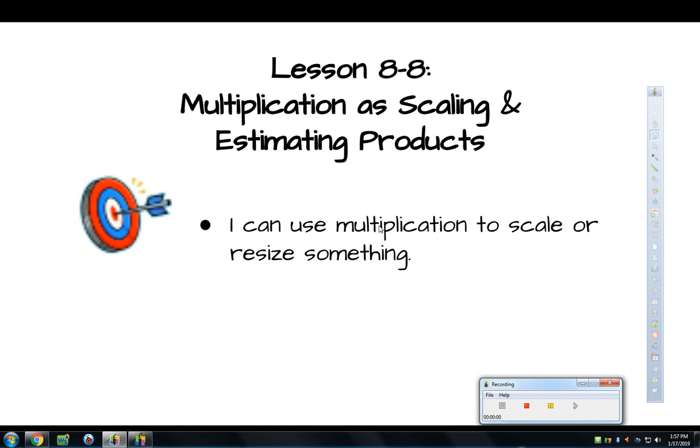This is the final section in Topic 8, and it looks at multiplication as scaling and estimating products. What we mean by that is that when we multiply, we typically think of products as getting bigger, right? You take two whole numbers and multiply them together, and your answer is going to get bigger. Well, when we include fractions and mixed numbers, sometimes our product gets bigger, and sometimes our product gets smaller. We can use this idea of estimating to figure out whether it's going to get larger or smaller. So that's what we're talking about.